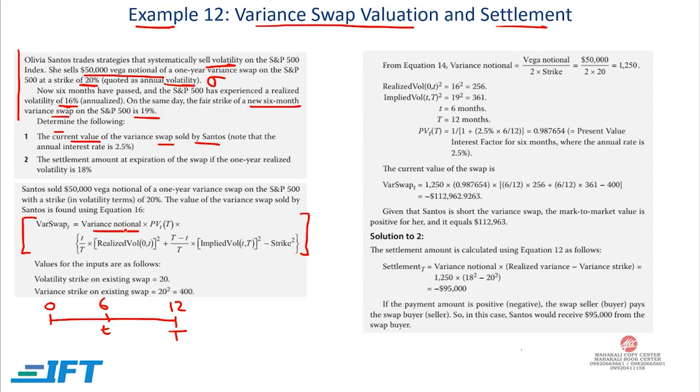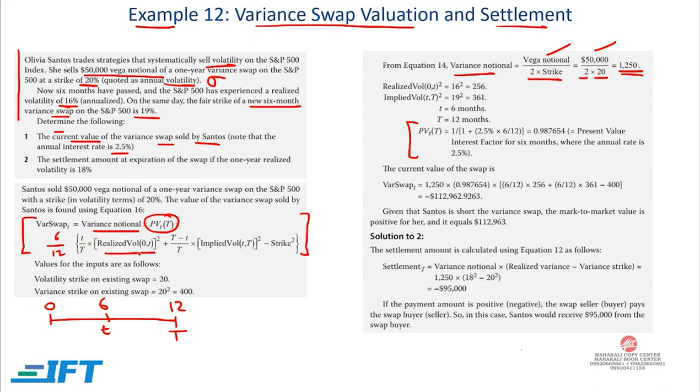First, we need to come up with the variance notional, and as we discussed, variance notional is Vega notional divided by 2 times strike. Vega notional is 50,000 and then 2 times the strike is 2 into 20. So this gives us our variance notional. Then we need to apply the present value factor, and that is shown over here. The present value factor simply uses the interest rate of 2.5%. Then we have small t over big T, which is simply 1 over 2. It's actually 6 over 12, but that becomes 1 over 2.